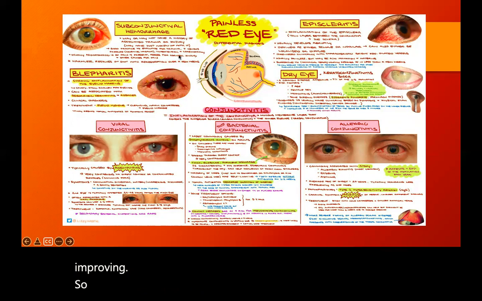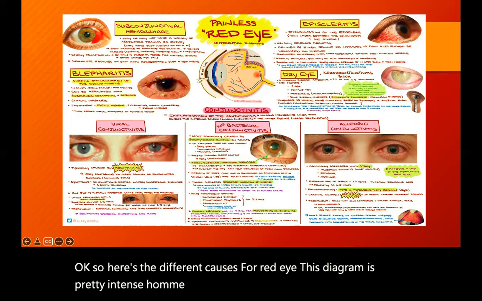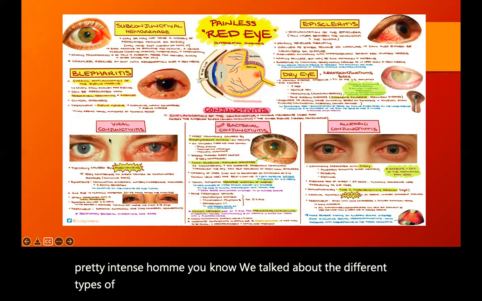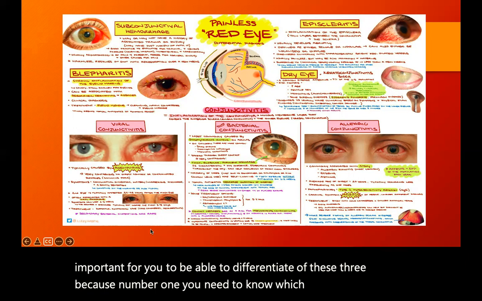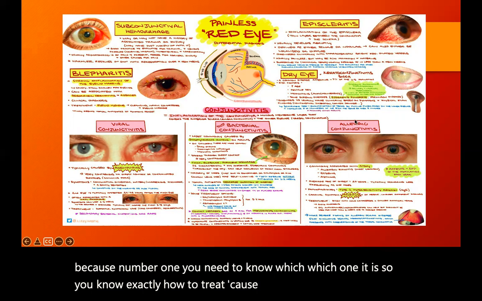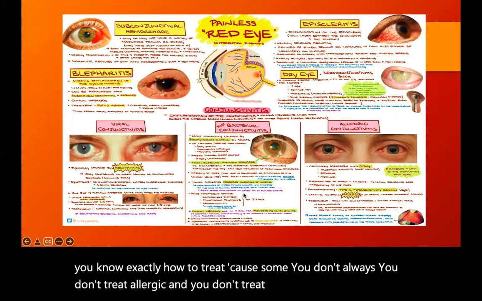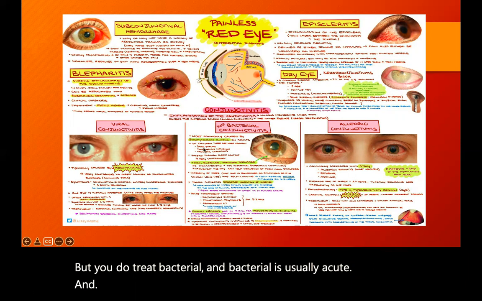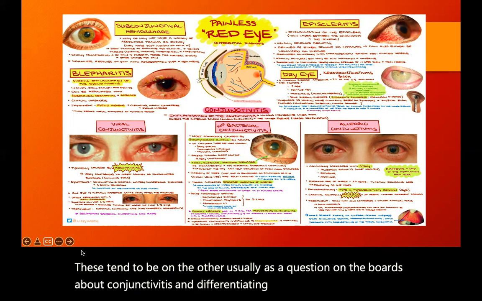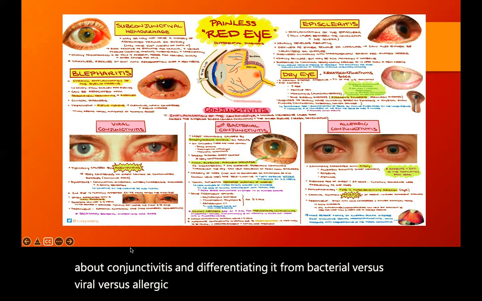Okay, so here are the different causes for red eye. This diagram is pretty intense. We talked about the different types of conjunctivitis, whether it's allergic, bacterial, or viral. It's super important for you to be able to differentiate these three, because you need to know which one it is so you know exactly how to treat. You don't treat allergic and you don't treat viral, but you do treat bacterial, and bacterial is usually acute. There usually is a question on the boards about differentiating bacterial versus viral versus allergic conjunctivitis. So really learn these slides.